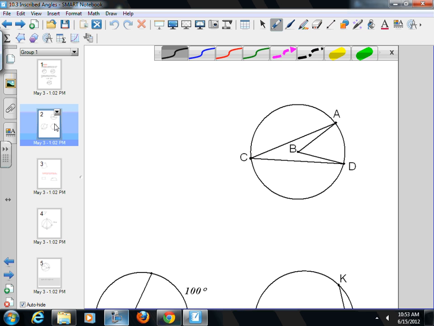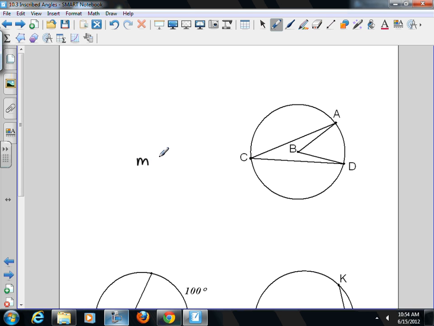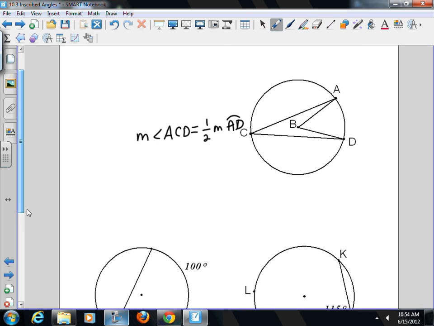So let's take a look at this picture here. Let's say that I wanted to find, or at least give an expression for, the measure of angle ACD. ACD in this case would be equal to half the measure of arc AD. So this is the same idea, just with a different diagram. So ACD would be equal to half of the minor arc AD.